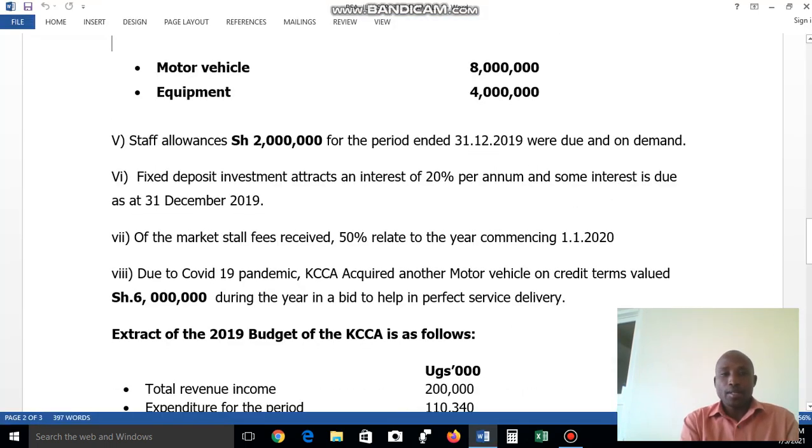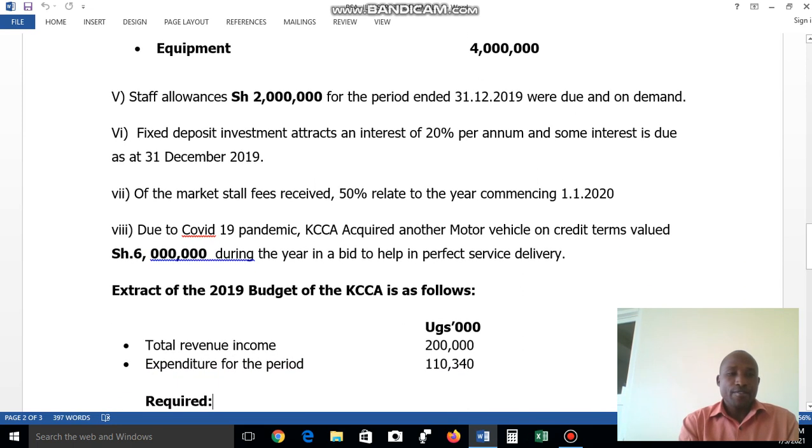Yes, we had just gone as far as staff allowances are concerned. So we have this item: the fixed deposit investment attracts an interest of 20% per annum, and some interest is due as at 31st December. This one you can change. It is 31st December 2020, so it is not 2019. So, how can you deal with this item?